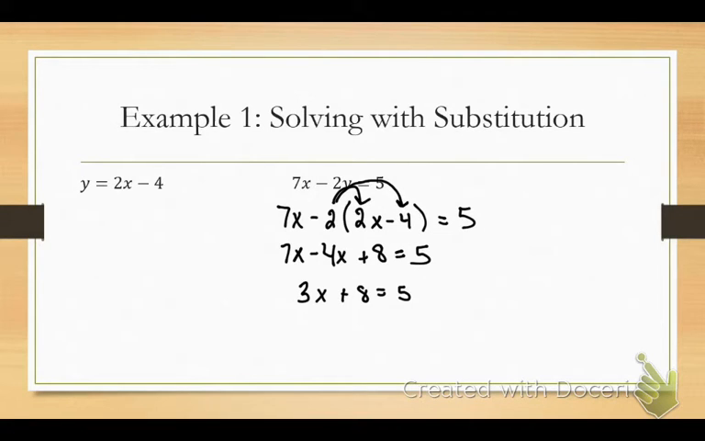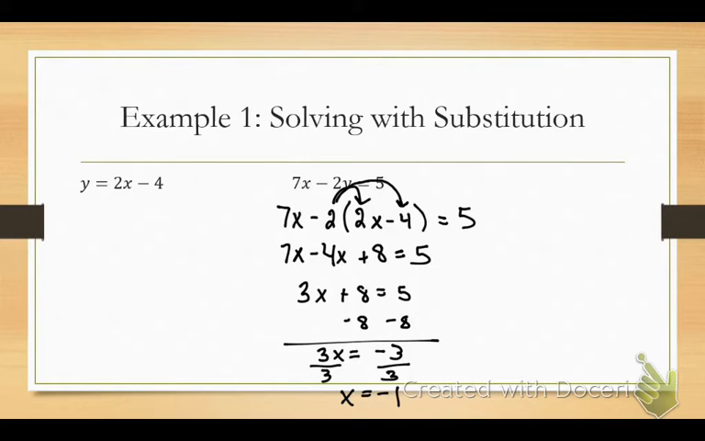Now you're just solving a two-step equation. Josh, what do you think you would do next? 3x plus 8 equals 5. Subtract 8 on each side. Very good. 3x equals negative 3. Then what comes last, guys? Divide both sides by 3. So x equals negative 1.